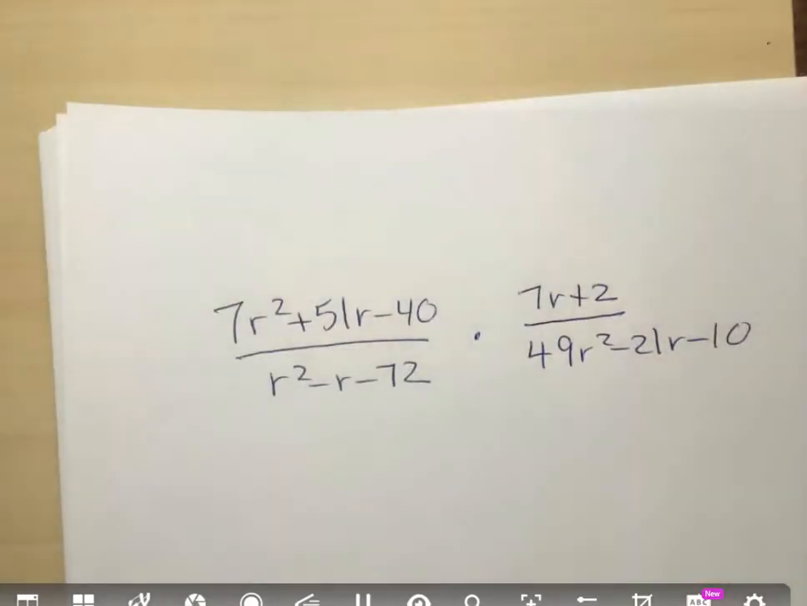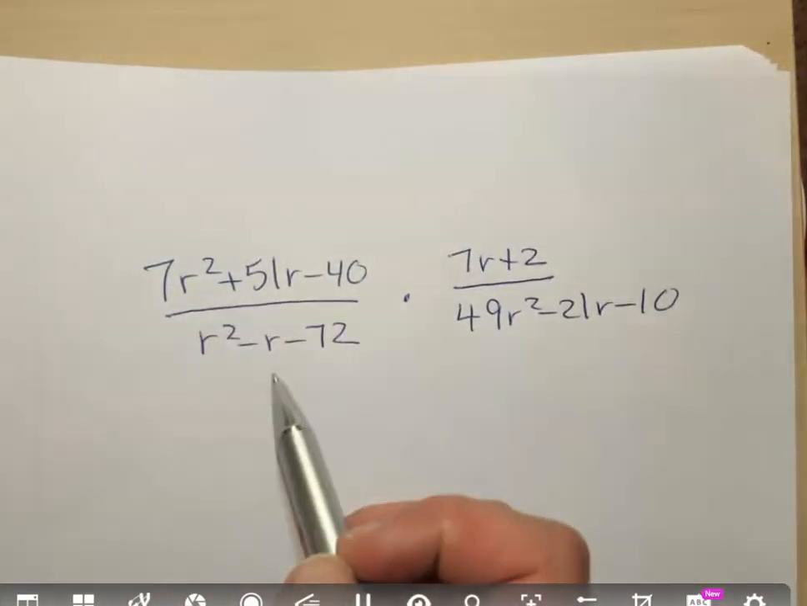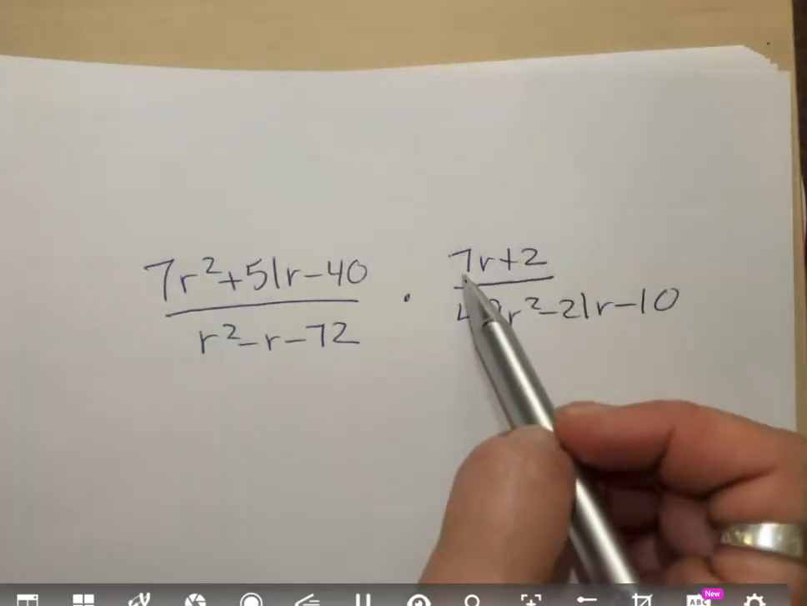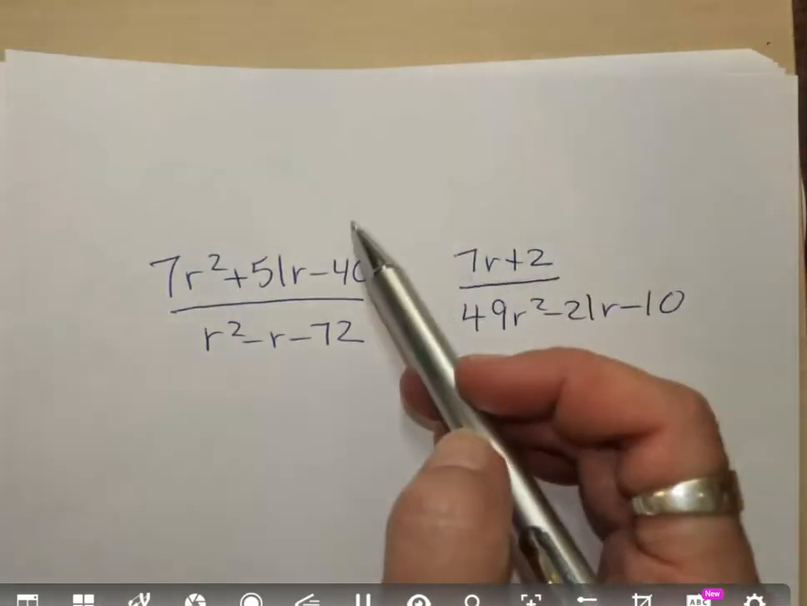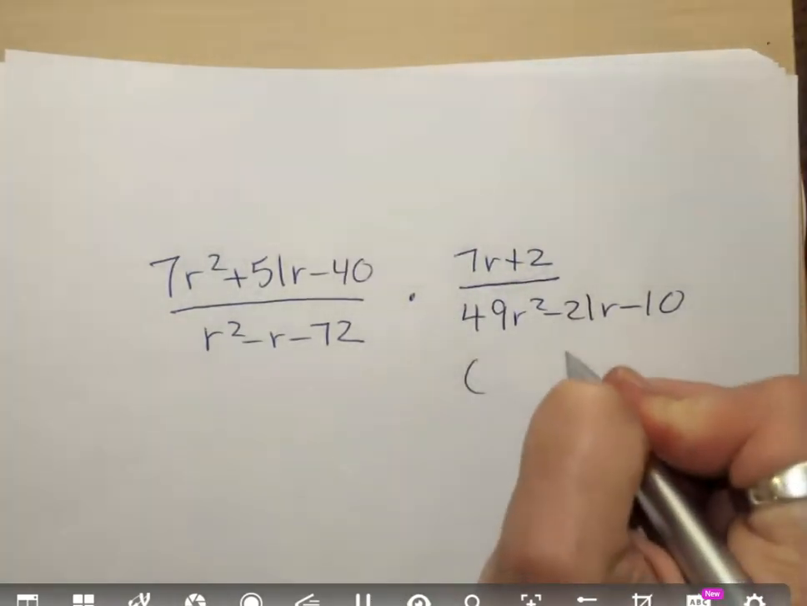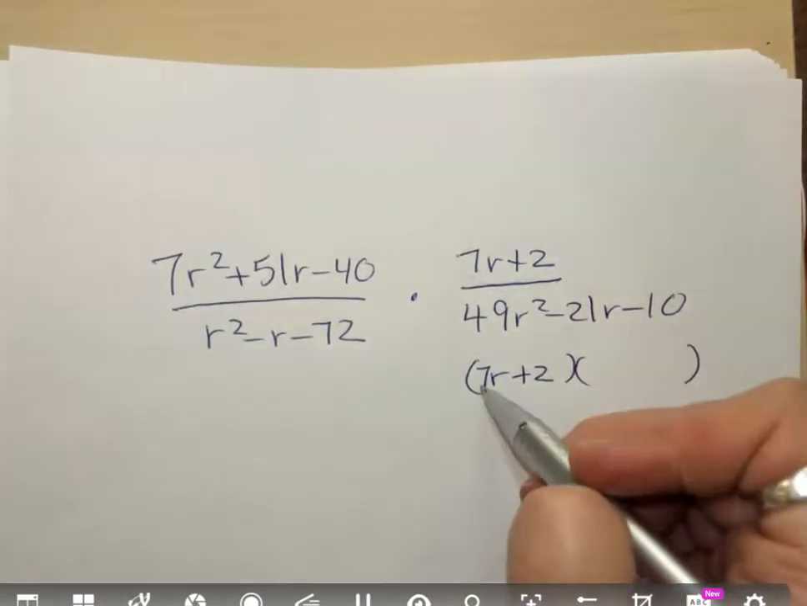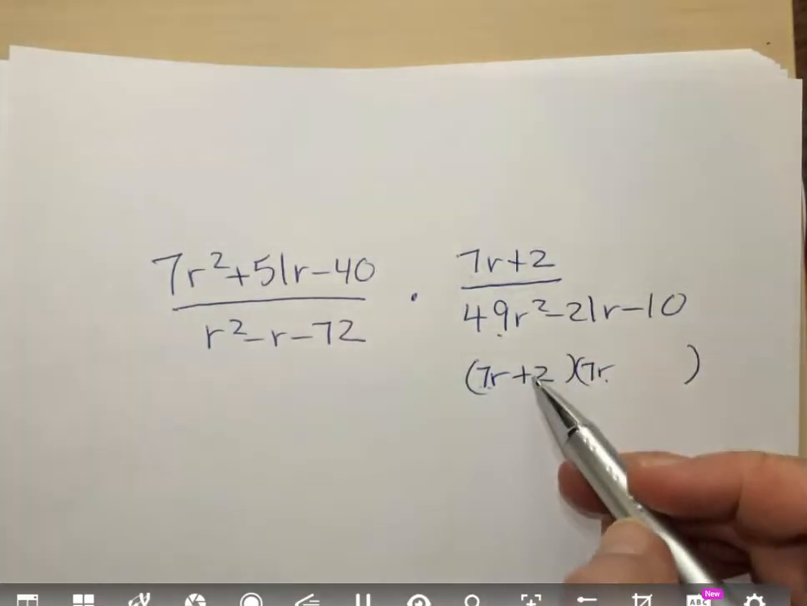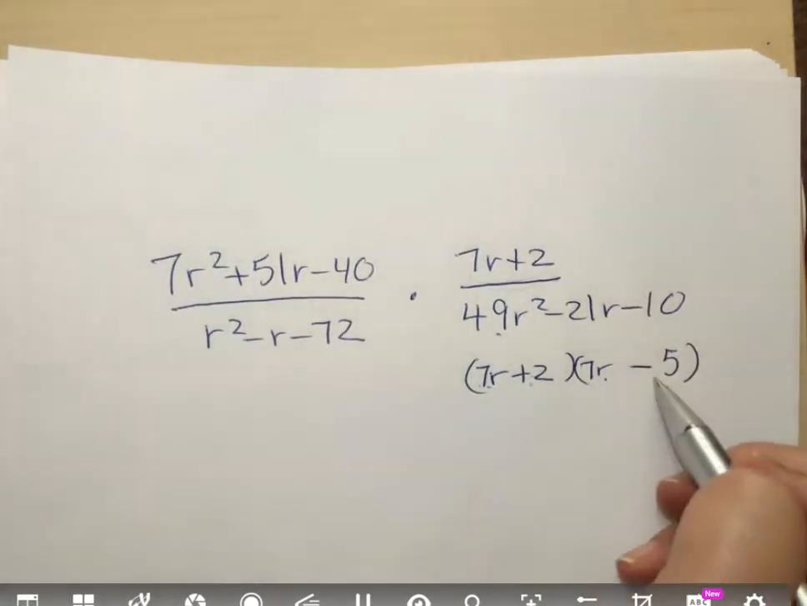All right. So now, when in doubt, factor it out. So we need to factor these guys. I'm seeing a 7r plus 2 here, which tells me probably, the way these problems are written, I'm going to have a 7r plus 2 in one of these. I would bet that it's going to happen here. So let's think about this. If I have a 7r, then I need another 7r. 7r times 7r is 49r squared. If I have a 2, I'm probably going to need a 5, because 2 times -5 is -10.